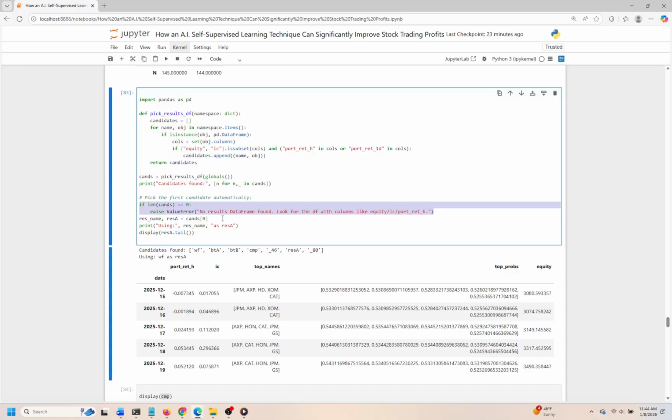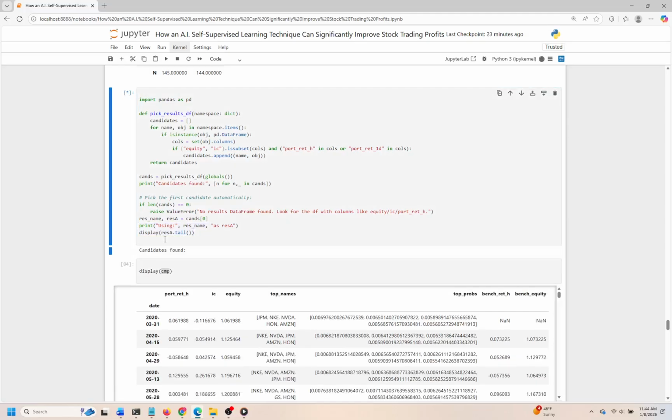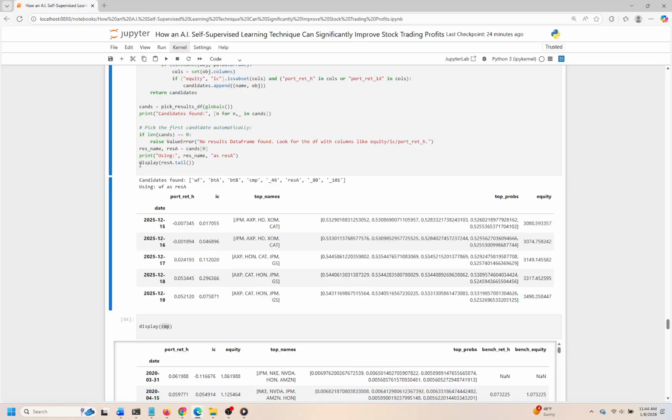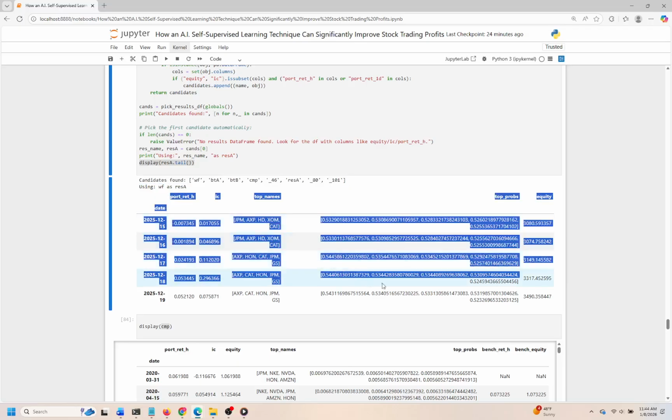Next, we automatically select the first candidate to simplify the process. This choice assumes there may be at least one matching data frame. We print out the name of this selected data frame alongside its data using display, allowing us to quickly inspect its contents. This step is critical, as it lays the foundation for further analysis on the selected results.